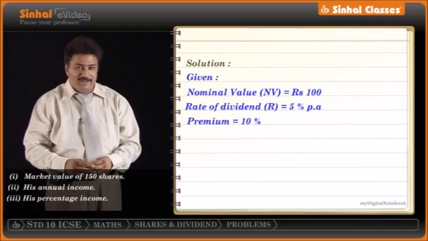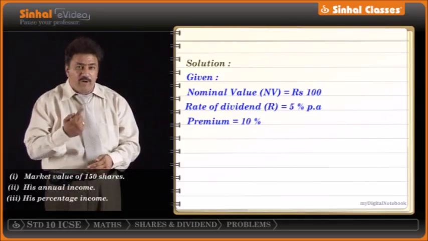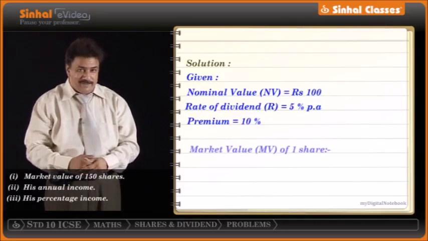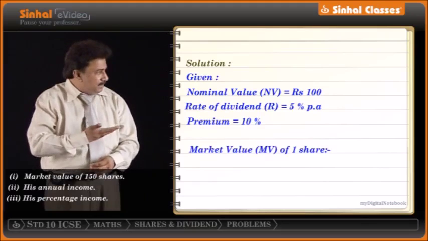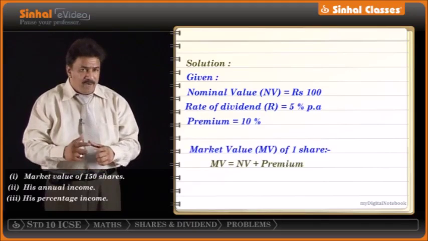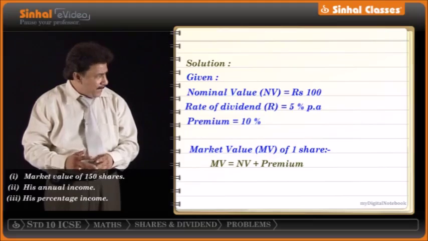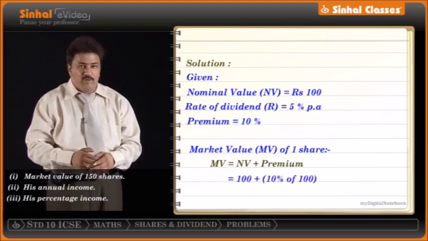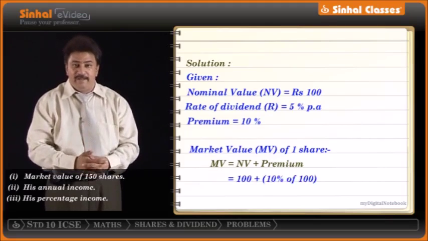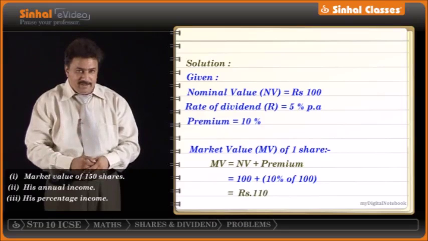Before finding the value of 150 shares, we have to first find the value of what? 1 share. So first finding the market value of 1 share. That is, market value is equal to nominal value plus premium. That is 100 plus 10% of 100. So 100 plus 10 will give me what? 110. So 110 is nothing but the market value of 1 share.